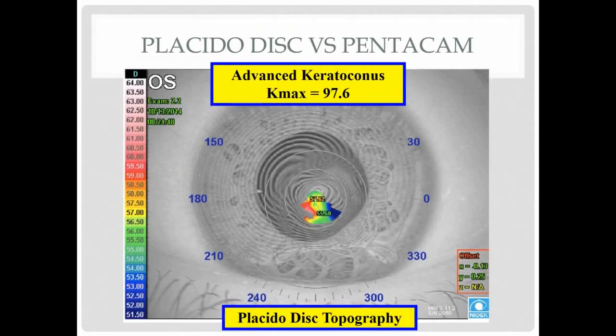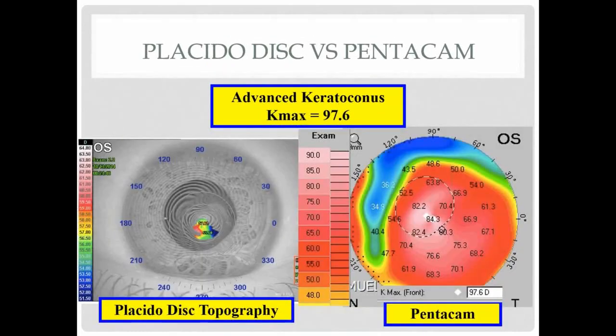Now, I do have a placido disc topography unit in my office, and this is the technology we're using. It's called Magellan. It's a great technology, but it doesn't really work well for patients with steep corneas. Here's a patient with a Kmax of 97.6, which is a very steep cornea, and you can see that it really could not image this cornea. So placido discs, such as there are all different technologies, just really aren't useful for more advanced keratoconus as compared to a Scheimpflug technology like the Pentacam.